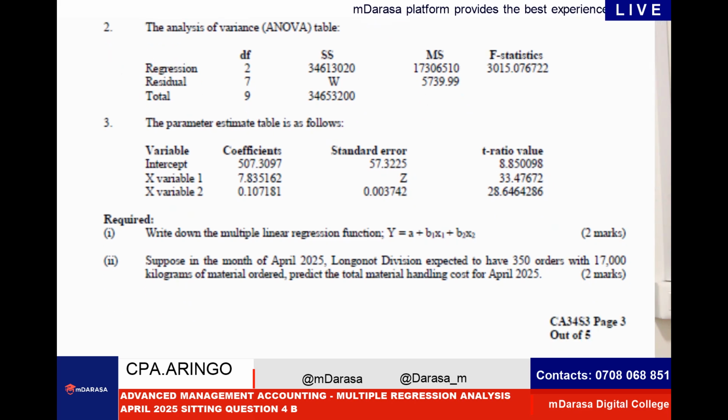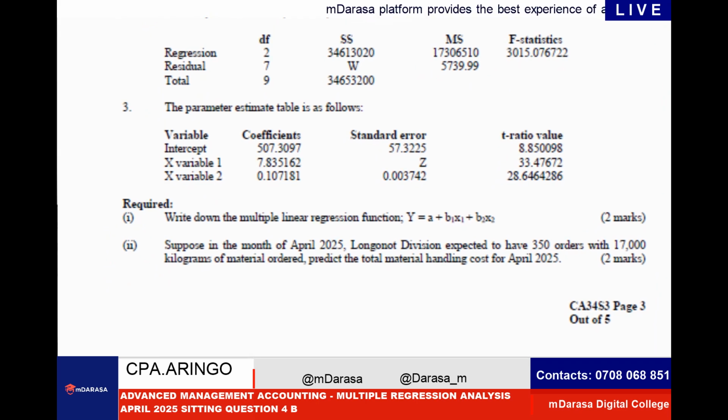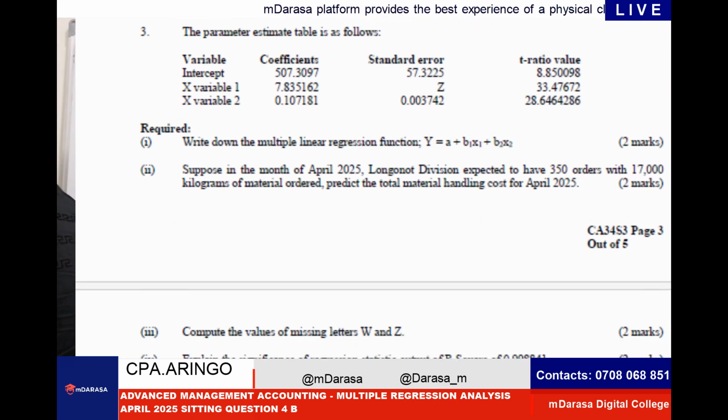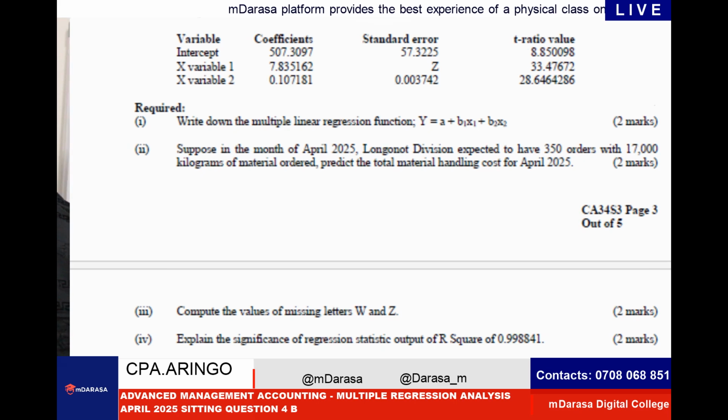We're given variable, coefficient, standard error, T ratio value, X variable 1 and X variable 2. Look at this case. The good examiner wants us, number one, to write down the multiple linear regression function, y is equal to a plus b1x1 plus b2x2. Supposing in the month of April 2025, Longonot division expected 350 orders with 17,000 kgs of materials ordered. Predict the total material handling cost for April 2025.